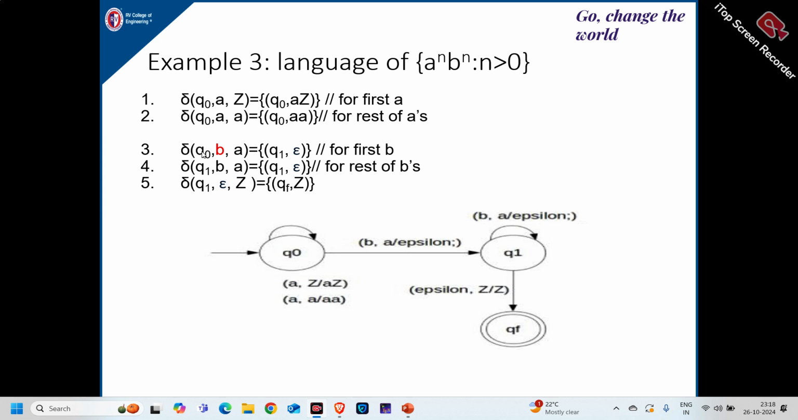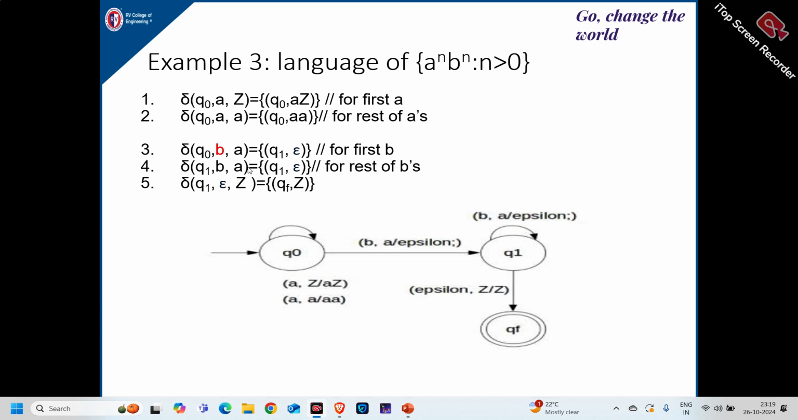Now once I get b and I am still in the state q0 and my top of the stack is a, I'll start popping it, and I have to change the state, because once I get b, I should not get a again. So I'll be changing the state to indicate that I have started processing b, and this a has to be removed. So it is epsilon. This is for the first b. Now my state is q1 and I am getting b for the remaining b's and my top of the stack is a, then I will remain in the same state and pop the top stack symbol. This will process all the b's which I am encountering.